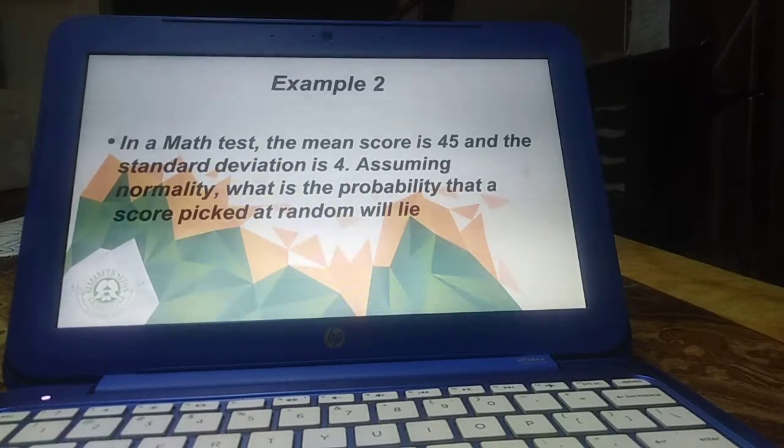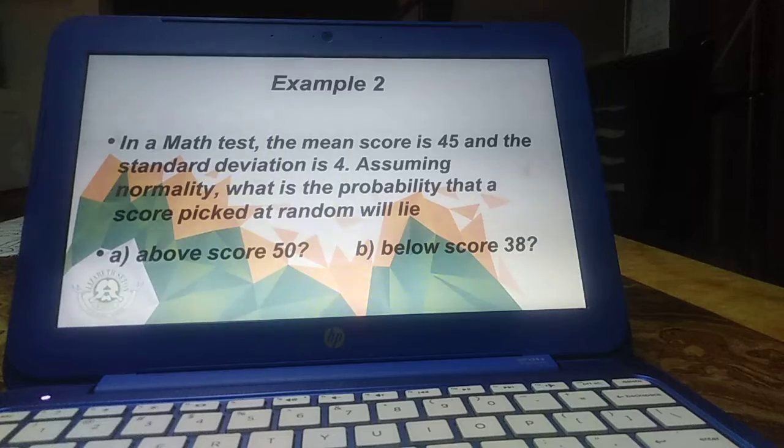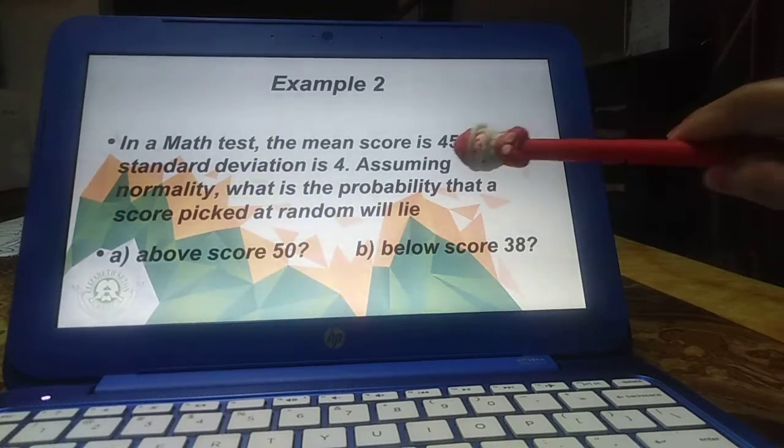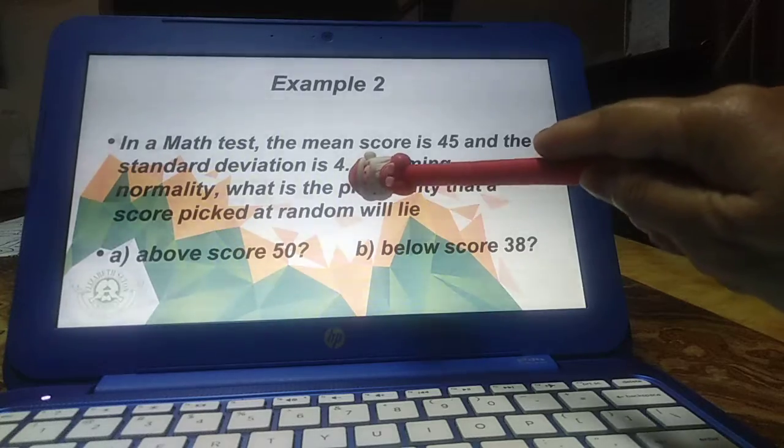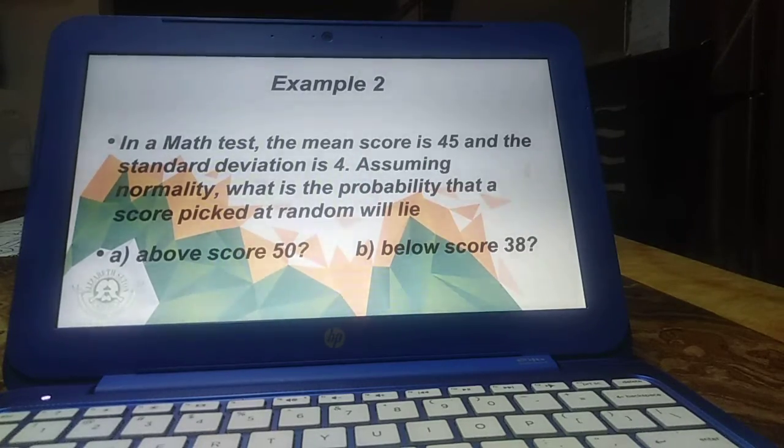Second problem. In a math test, the mean score is 45 and the standard deviation is 4. Assuming normality, what is the probability that the score picked at random will lie, letter A, above score 50 and letter B, below score 38? For the given problem, 45 is our mean, 4 is our standard deviation. For letter A, we're looking for the probability that the score will be above 50. For letter B, we're looking for the probability that the score will be below 38.